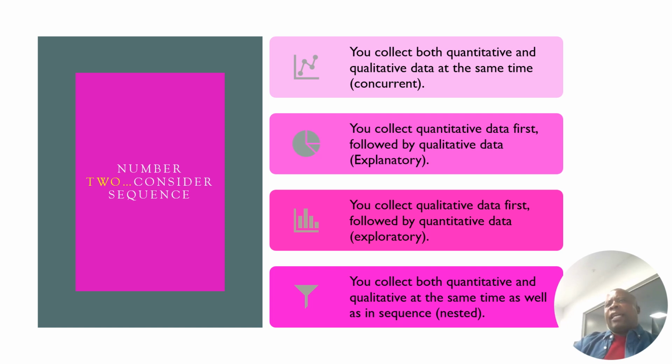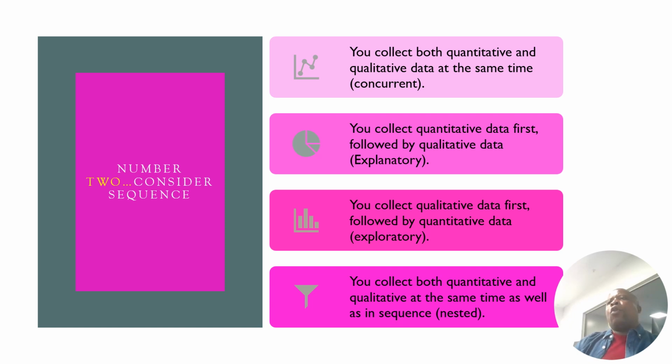Then the second consider is the sequence, and this actually aligns with the research designs very well. In the event that you want to collect both quantitative and qualitative data at the same time, then that is aligned with the concurrent or convergent research design. If you want to start from quantitative followed by qualitative, that's the explanatory research design. If you want to start from qualitative, then quantitative, that is the exploratory design.